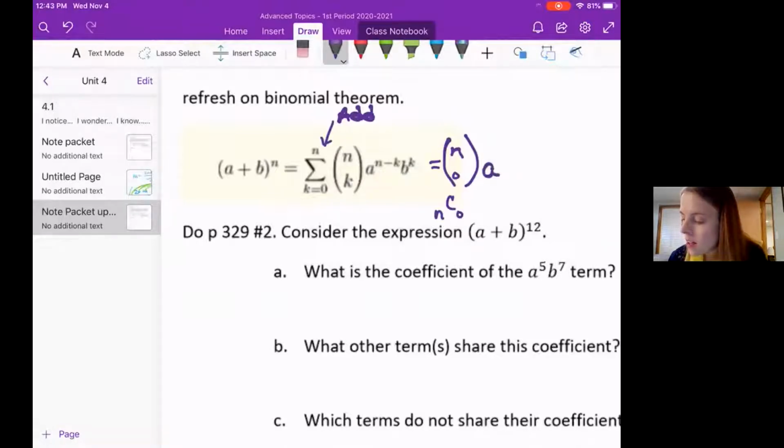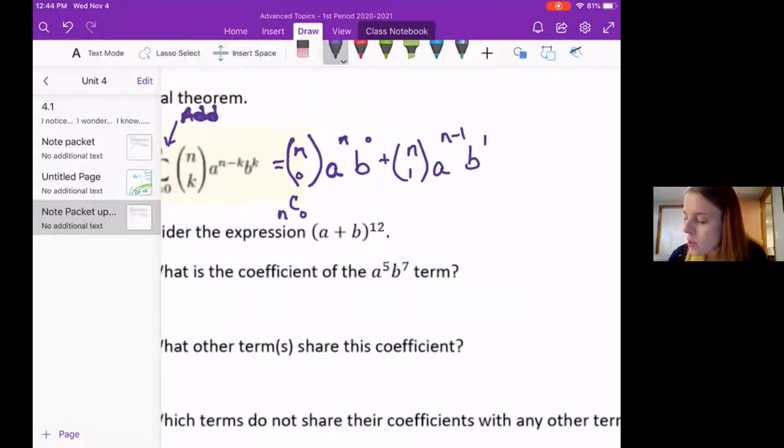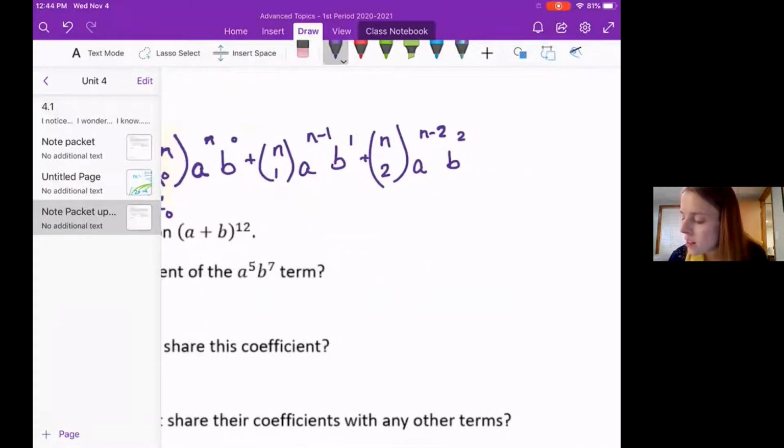a^n, b^0. And then you'd have n choose 1, a^(n-1), b to the first. So in each of the terms, your power on your a is reducing and the power on the b is increasing, all the way until you would reach n choose n, a^0, b^n.